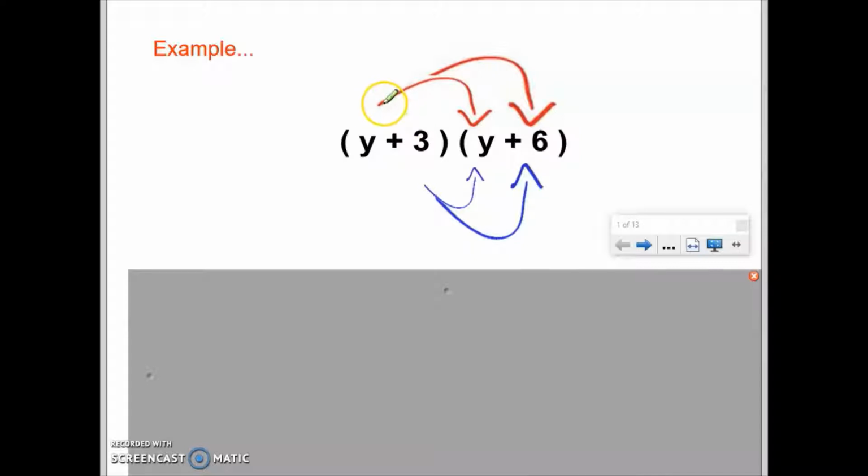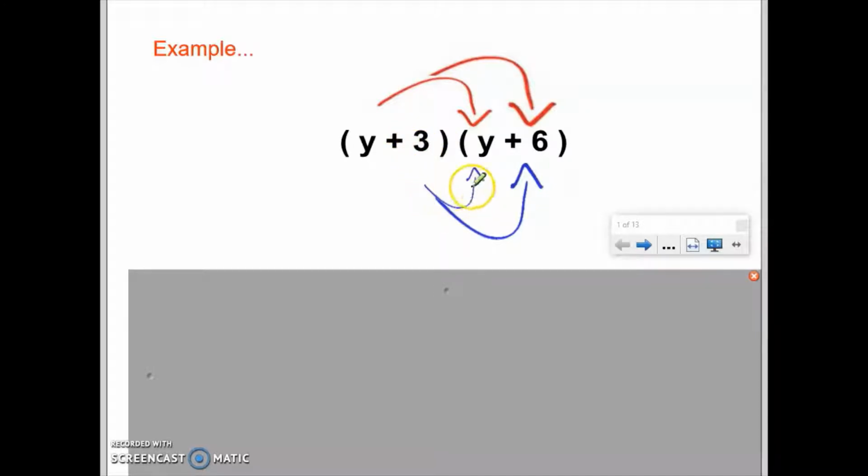So the first thing I'm going to do is follow the small red arrow. So I'm going to do y multiplied by y, which of course is y squared. Then I'm going to follow the large red arrow. Y multiplied by 6 is 6y. So up to now I've multiplied everything in the second bracket by the first term in the first bracket, the y. Now I'm going to do the same for the second term, the 3.